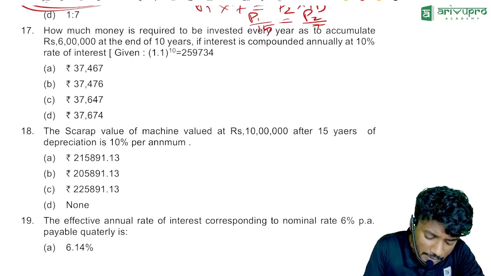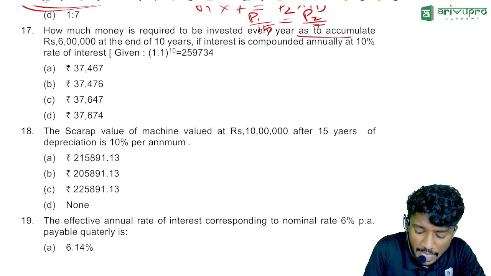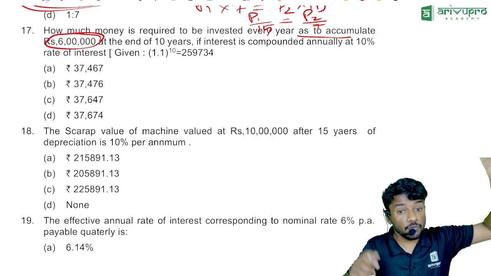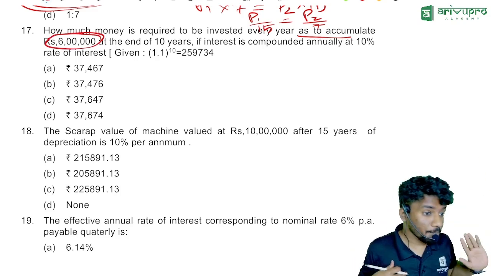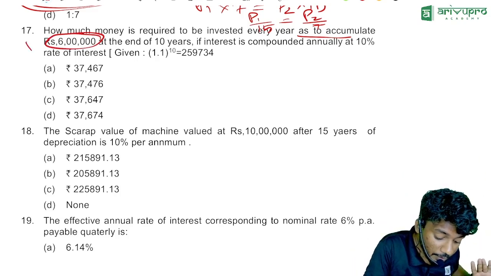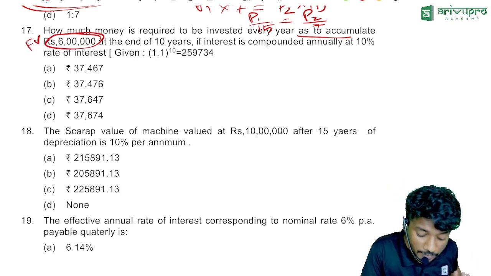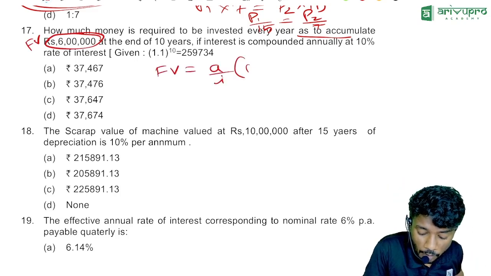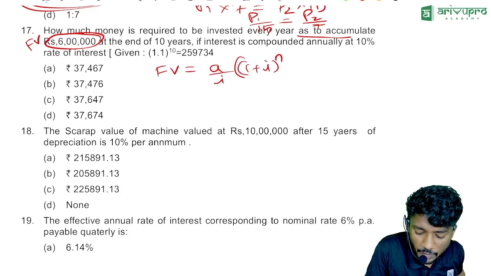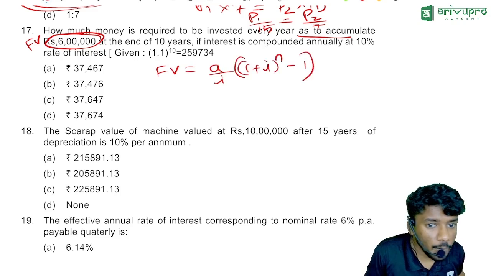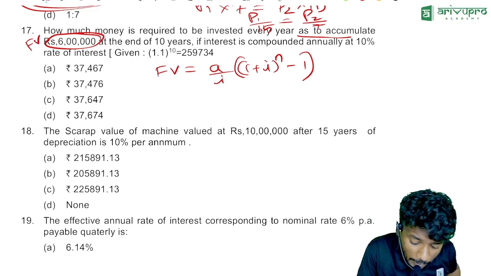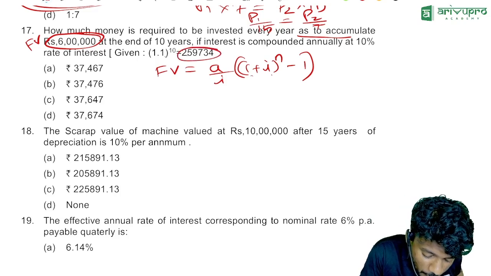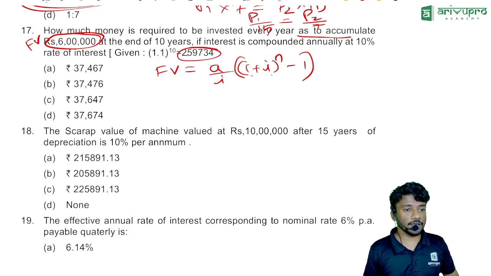How much money is required to be invested every year as to accumulate 6 lakh? So they are telling we need to accumulate 6 lakh. That means future value is 6 lakh. What is the formula for future value? FV is equal to A by I into 1 plus I, the whole raised to n minus 1. Correct? Yes. 1 plus I is already given. This is this much. So 2 point, not 2. There is a point over there. Okay.